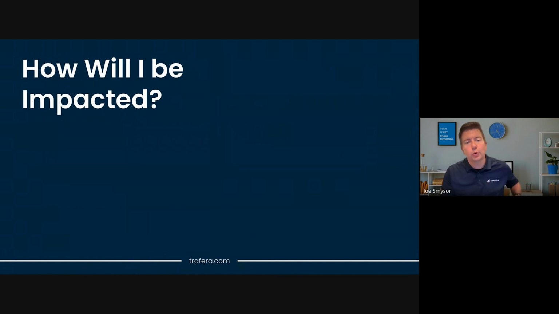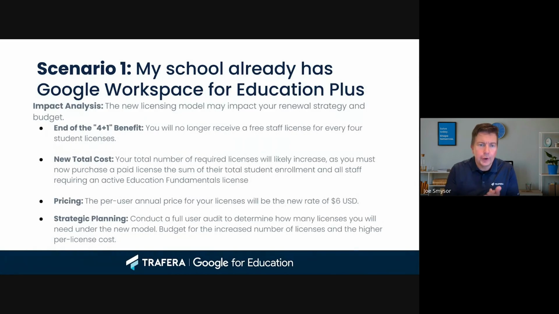And so maybe the most important question, the question we're all wondering here, how am I going to be impacted when it comes to renewing these licenses or purchasing licenses? Let's start with this first scenario. My school already has Google Workspace for Education Plus. If your school already has Education Plus, effective October 1st, the price is going to increase from $5 to $6 per user per year. Additionally, Google is discontinuing that 4+1 model, like I mentioned, and moving to a simplified, unified license type for Education Plus users. This means you will need to purchase licenses for all staff and students.